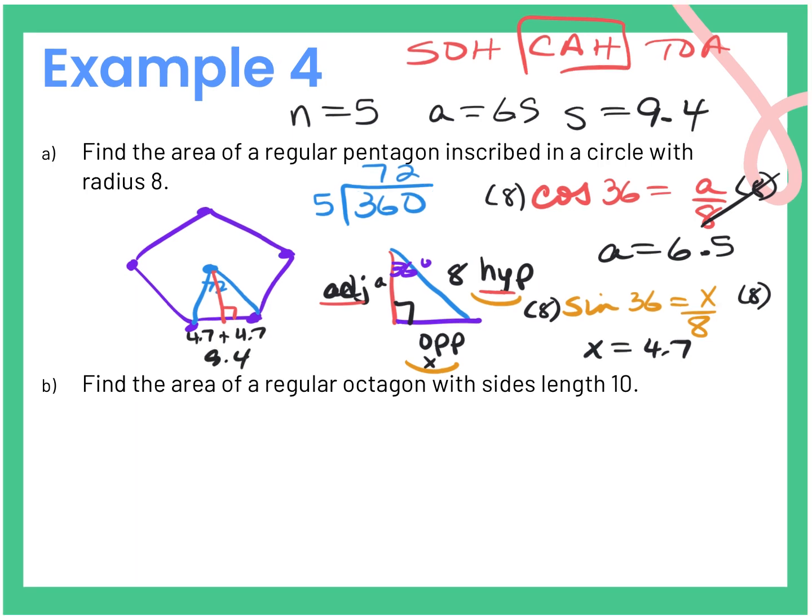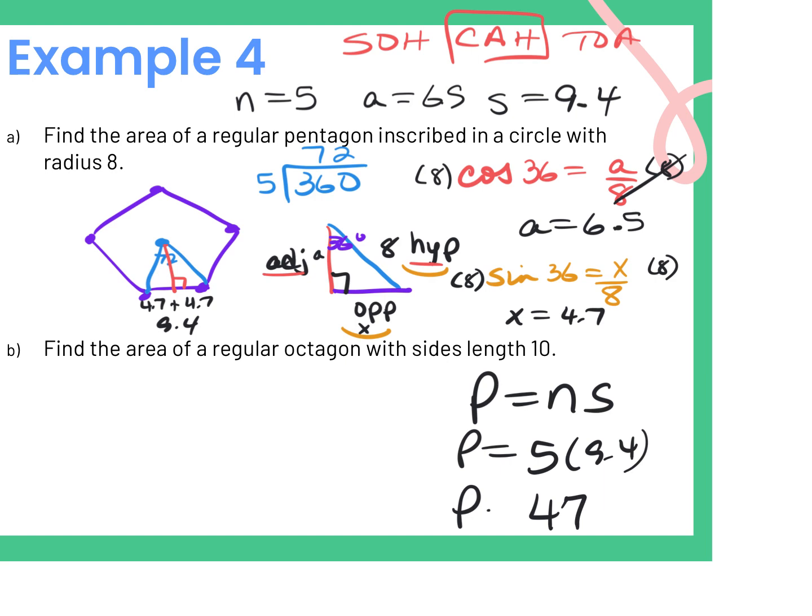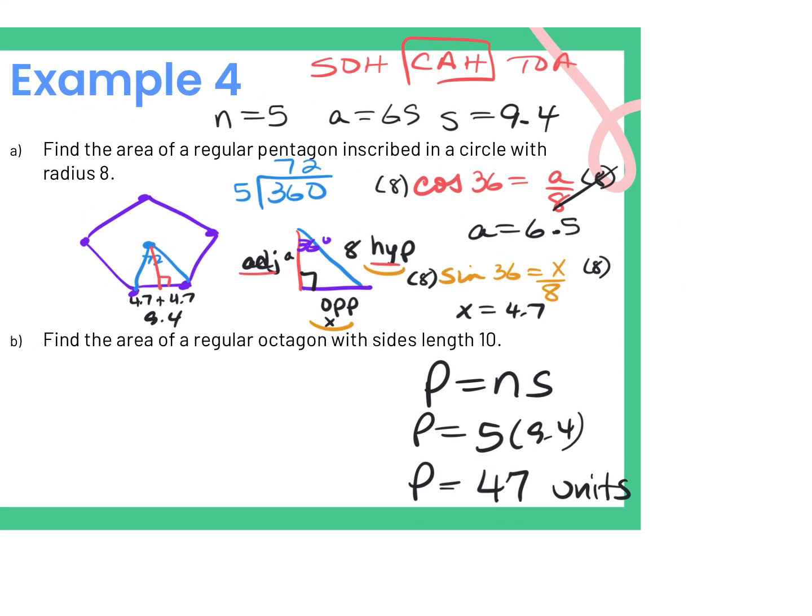So now I can plug it into the formula. If they wanted perimeter, number of sides times the side length. So 5 times 9.4, and I get 47, and these are units. And then for area, it's 1/2 apothem times perimeter.